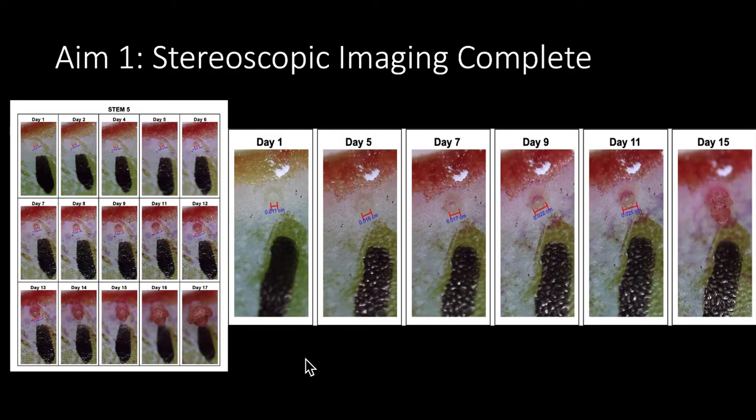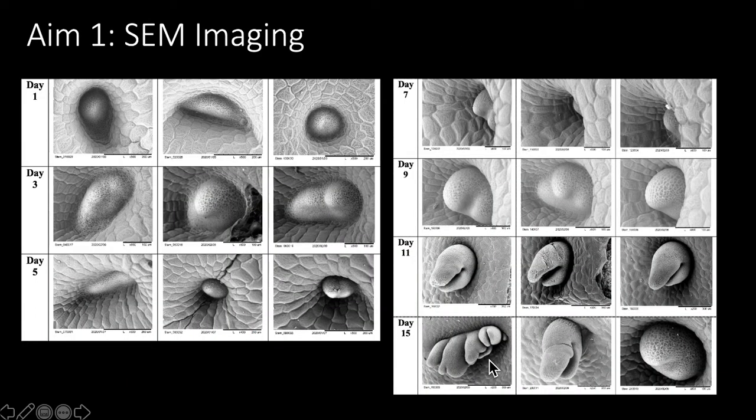The stereoscopic imaging of aim 1 is complete, and what was observed was there were significant developmental days, and these days have been defined as day 1, 5, 7, 9, 11, and 15. During these days, there was significant change phenotypically with these plantlets. This particular experiment informed me for my scanning electron microscopy imaging, and those same significant days were then analyzed more closely with a scanning electron microscope to look at the morphology as plantlets developed through those days.